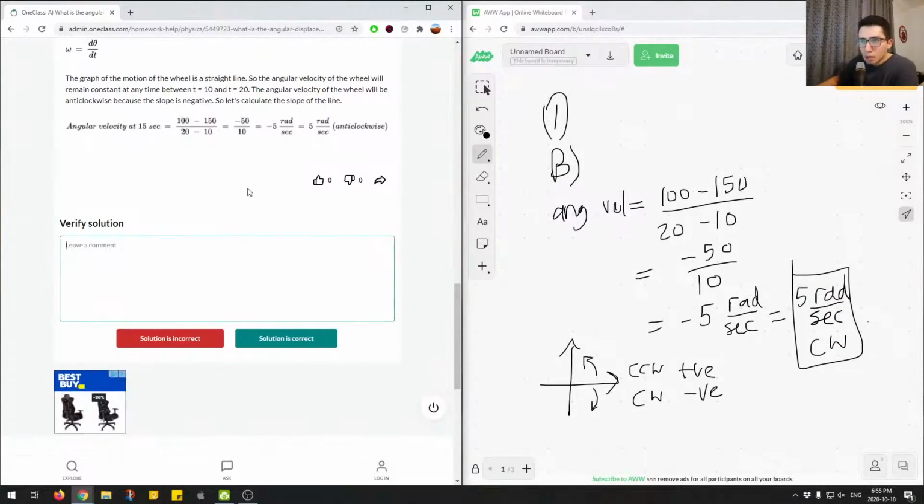So we'll write a comment here. Correct answer and process: part A should be counterclockwise and part B should be clockwise. The directions are inverted. Okay, and we'll mark this as correct, and we'll move on to the next.